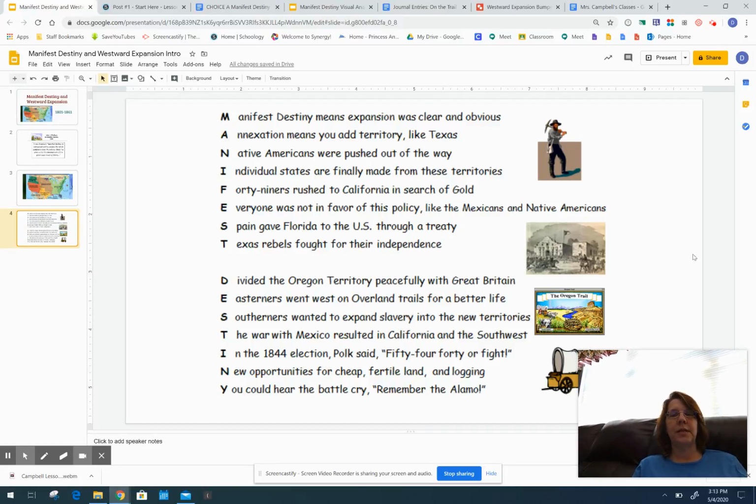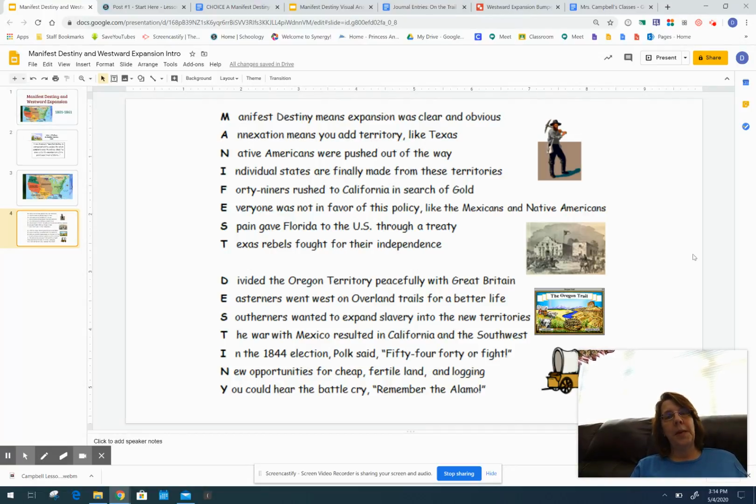49ers rushed to California in search of gold. Everyone was not in favor of this policy, like the Mexicans and Native Americans. Spain gave Florida to the U.S. through a treaty, and Texas rebels fought for their independence. It divided the Oregon Territory peacefully with Great Britain. Easterners went west on overland trails, such as the Oregon Trail, for a better life.